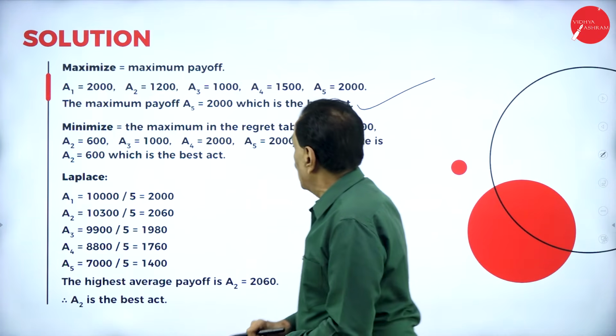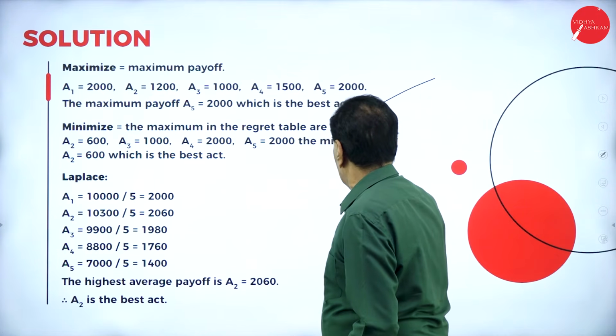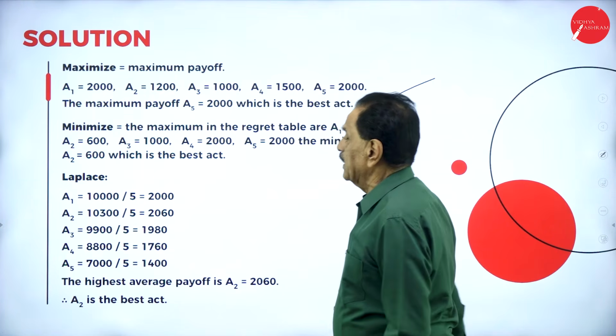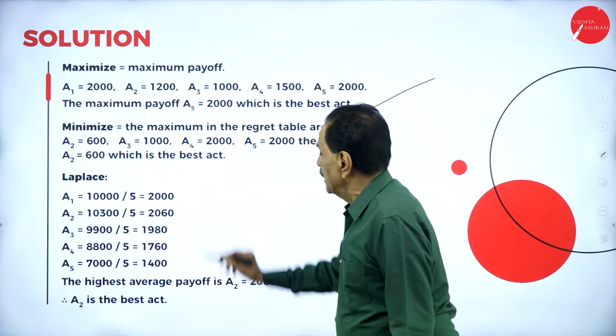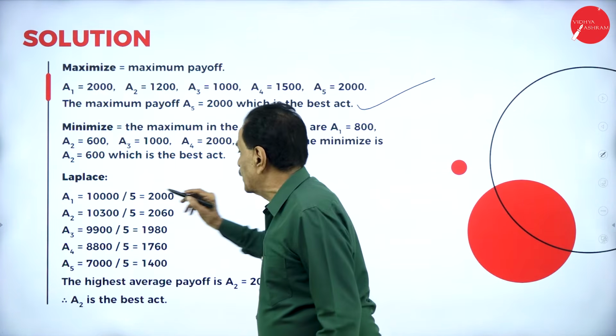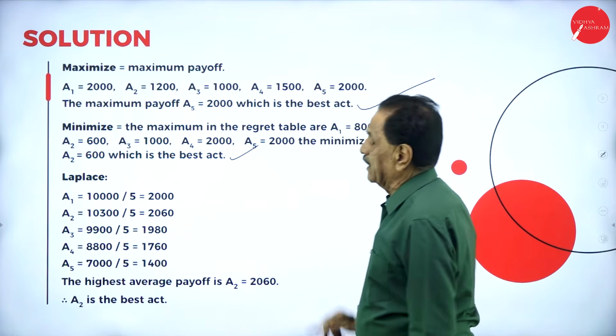Minimize. The maximum in the regret table: A1 is 800, A2 is 600, A3 is 1000, A4 is 2000. The minimum is A2 at 600, which is the best act.